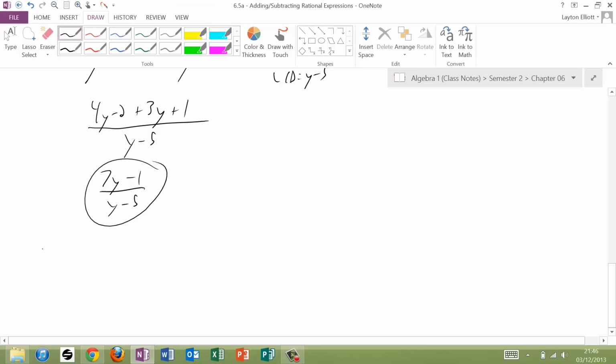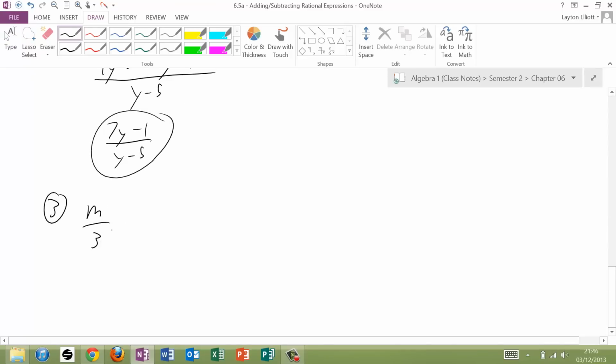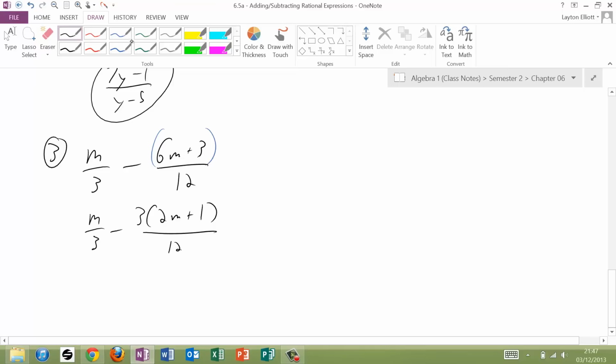Let's go back down. Number 3. Let's try m over 3 minus 6m plus 3 over 12. Okay, now we've got our first one with an LCD, except before you state an LCD, let's simplify our fractions. I can actually look at this and pull out a 3. So I get m over 3 minus 3 times 2m plus 1 over 12, and simplify this 3 and the 12 to become a 1 and a 4.